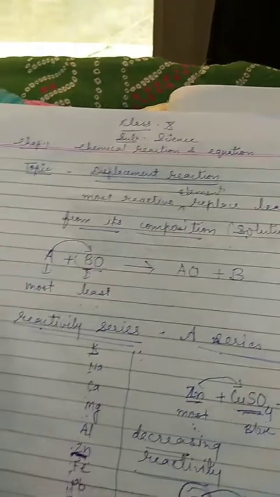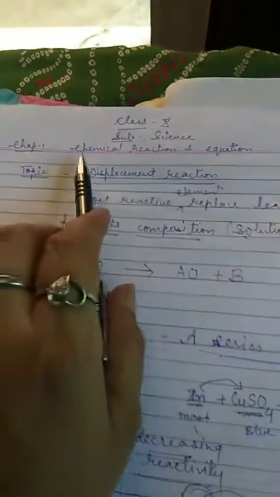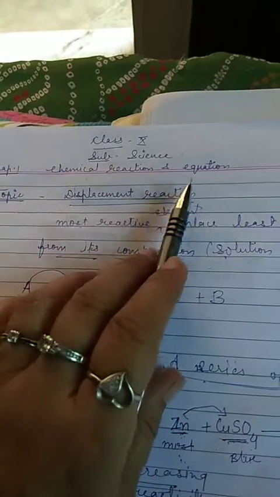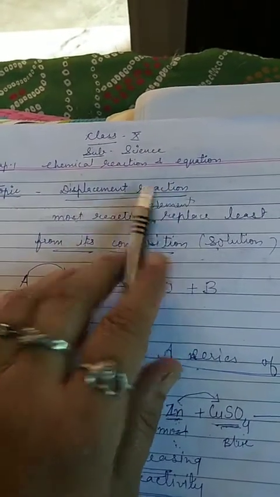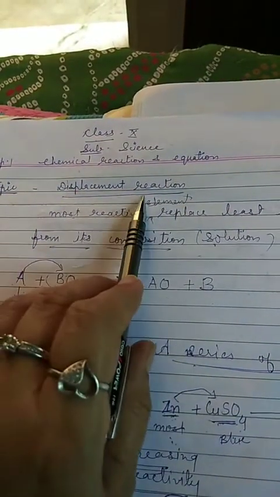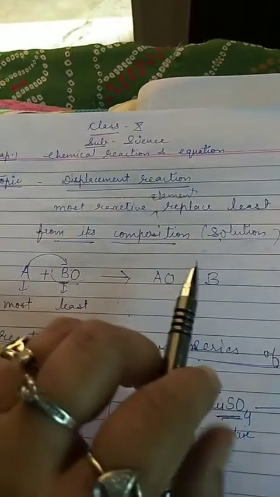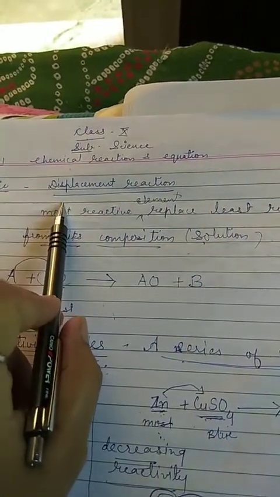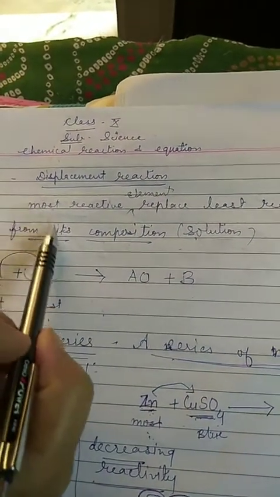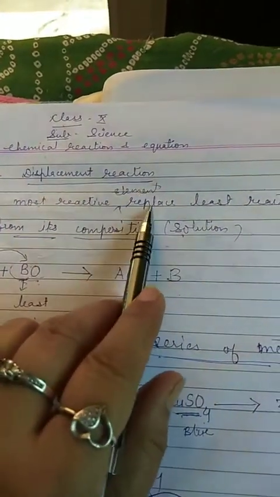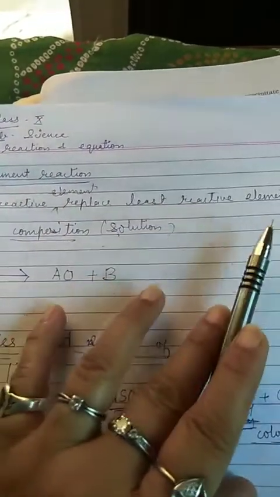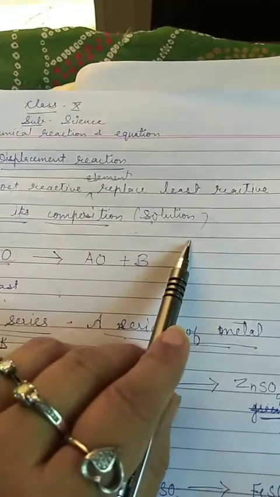Hello students, good morning. We begin with Chapter 1, Chemical Reactions and Equations, and last time I taught you about displacement and double displacement reactions. Displacement reactions are reactions in which the most reactive element replaces the least reactive element from its solution.